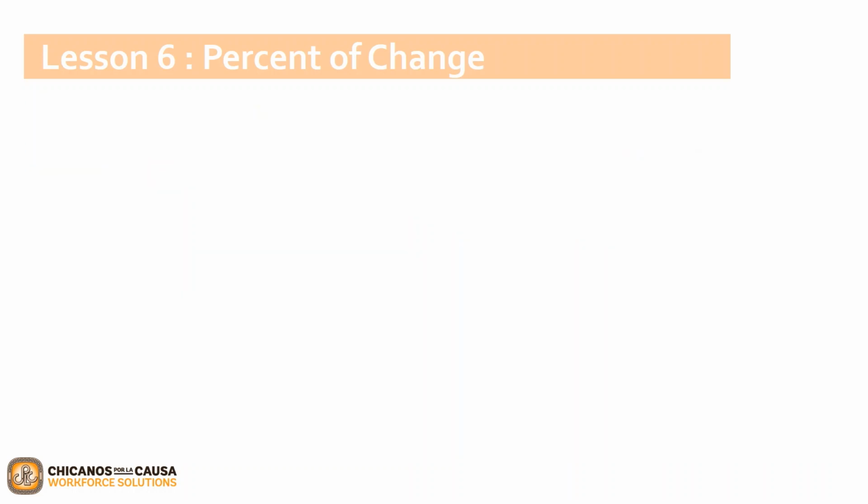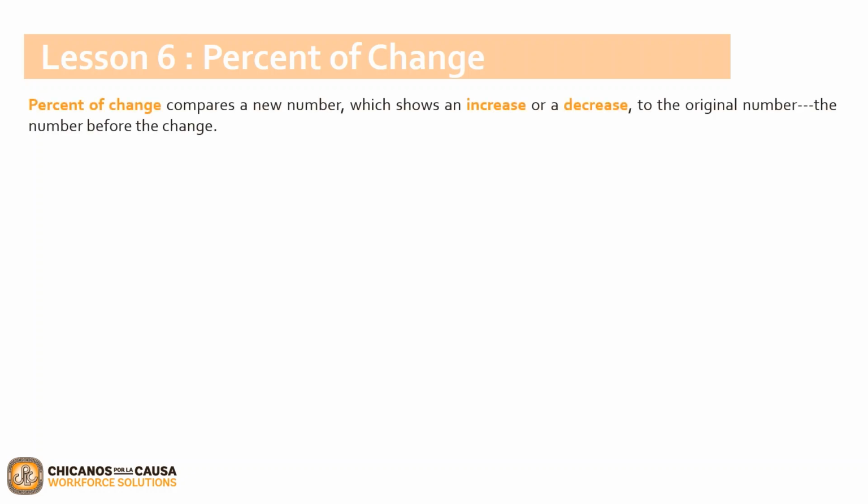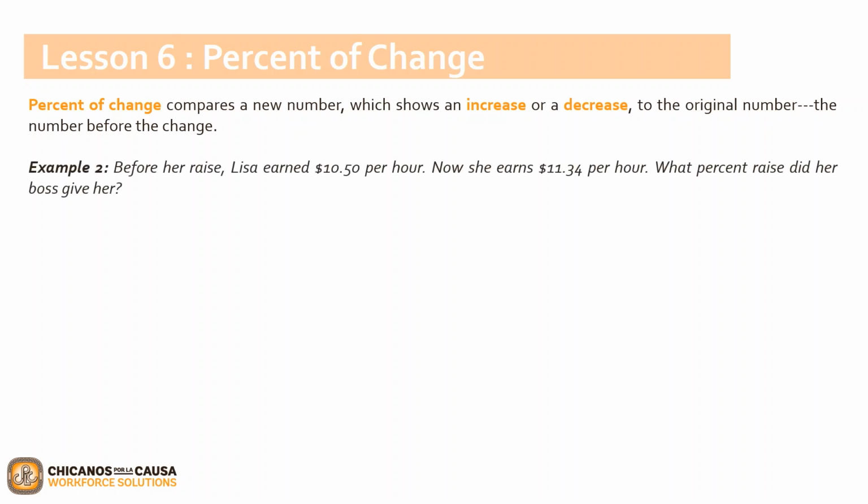Percent of change compares a new number, which shows an increase or a decrease, to the original number, the number before the change. For example 2, it says, before her raise, Lisa earned $10.50 per hour. Now she earns $11.34 per hour. What percent raise did her boss give her?